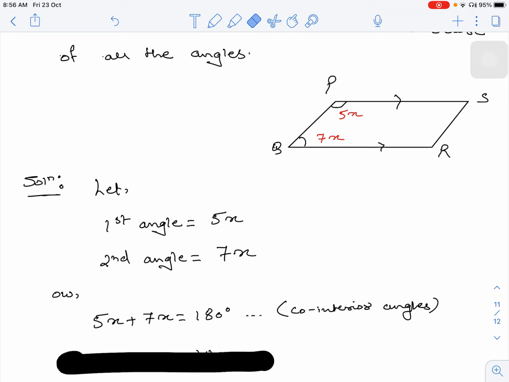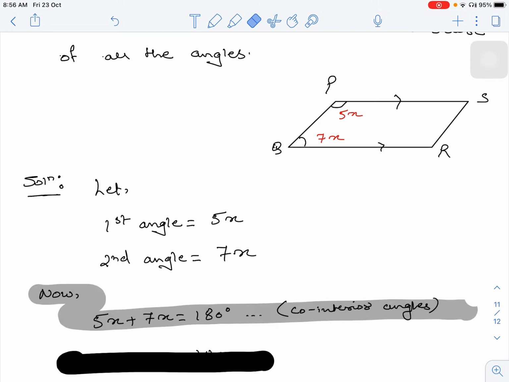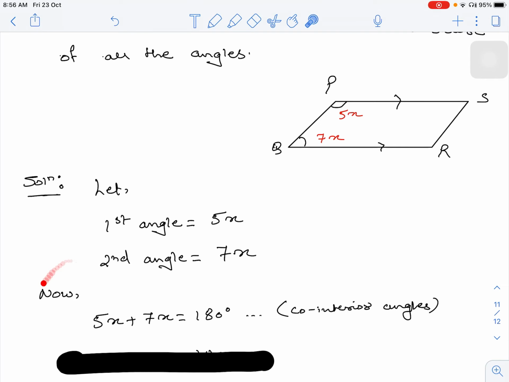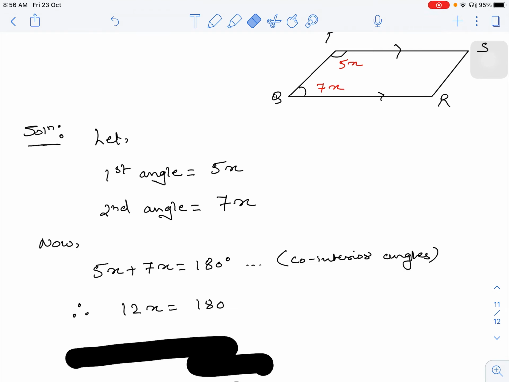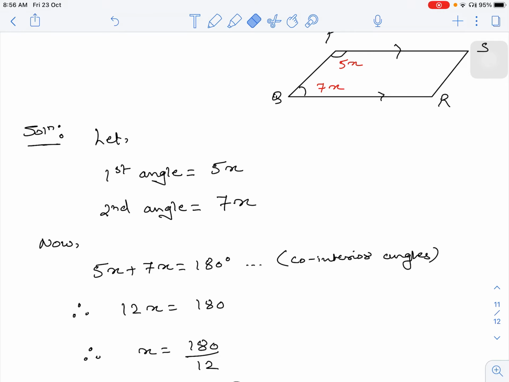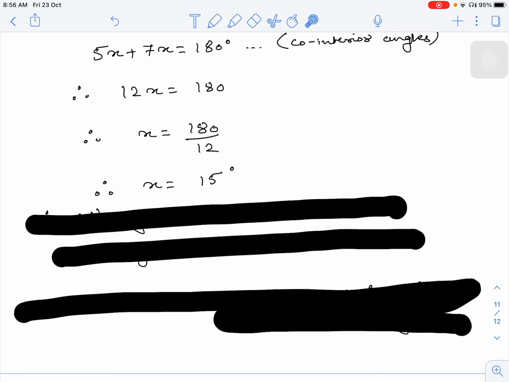Now we can write 5x plus 7x equals to 180, reason co-interior angles. Next, we add 5x and 7x, so we get 12x equals to 180. We just want x over here, so 12 is multiplying, on the other side it will divide. So x equals to 180 upon 12. Therefore, x equals to 15 degree.